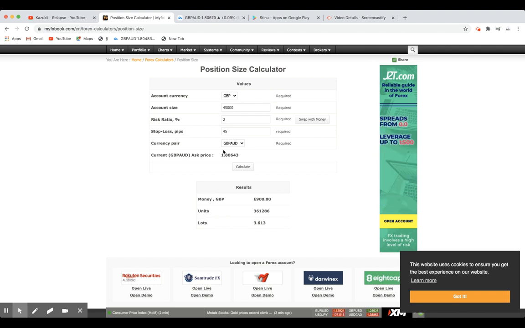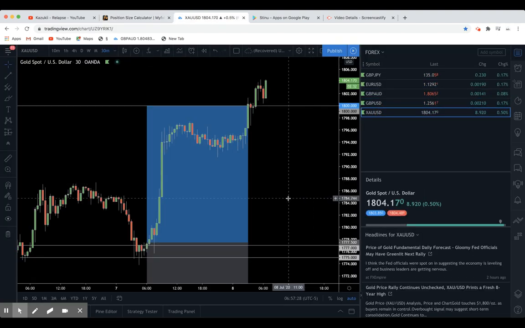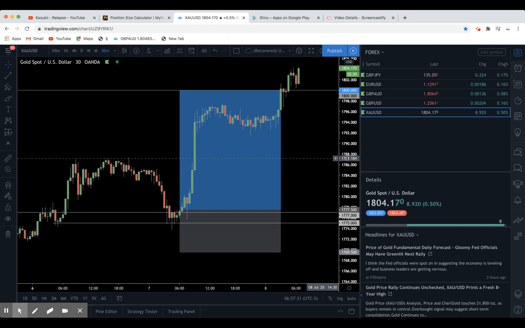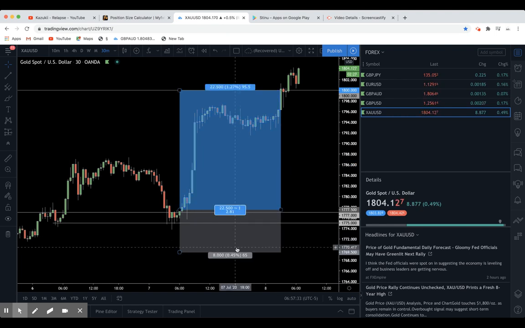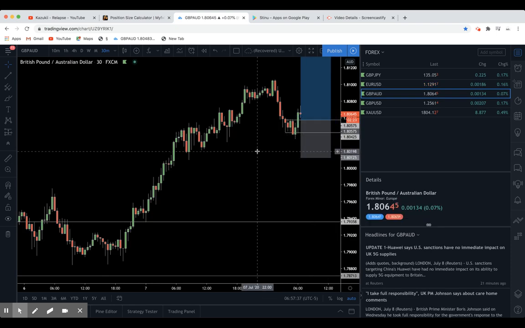So as we've mentioned, we will be looking to risk the same percent on every trade. For every movement we take, I'm risking the same amount. I'm risking 2% on this movement, I'm risking 2% on this movement, and I'm risking 2% on this movement. Right?